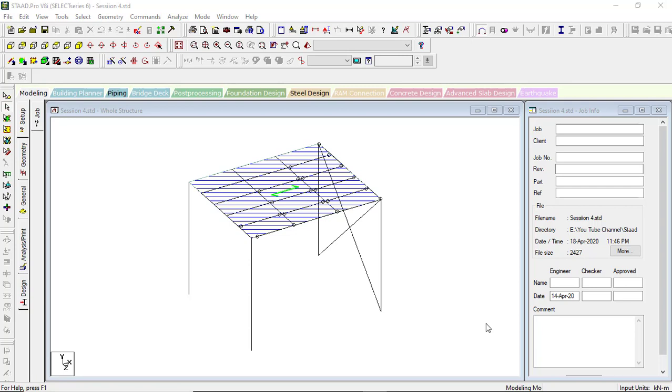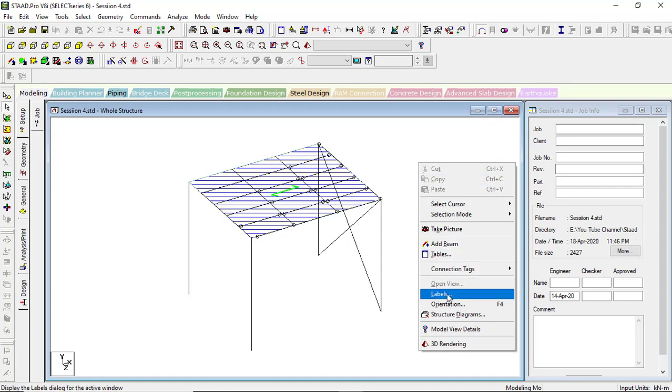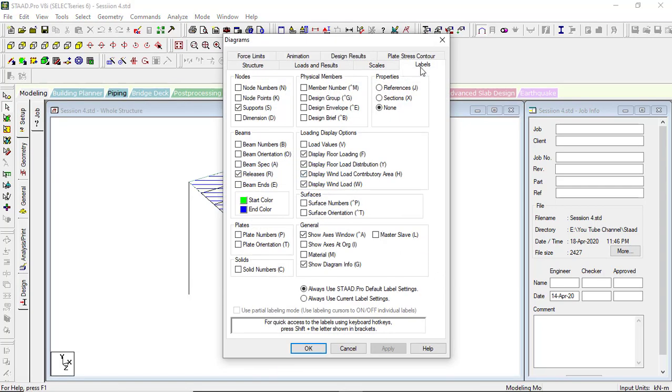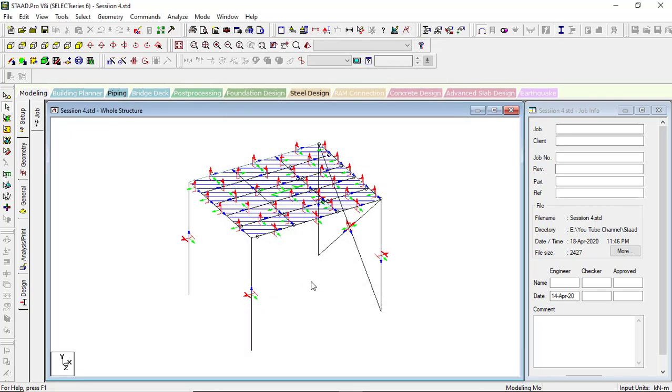So let us start. First, if I want to activate the local axis, there are two ways. Either I can right click here and click on labels, and in this labels there is one option called beam orientation. So if I click on beam orientation and press OK, you can see three axes have activated. So now let us see member wise. So let me select this member.